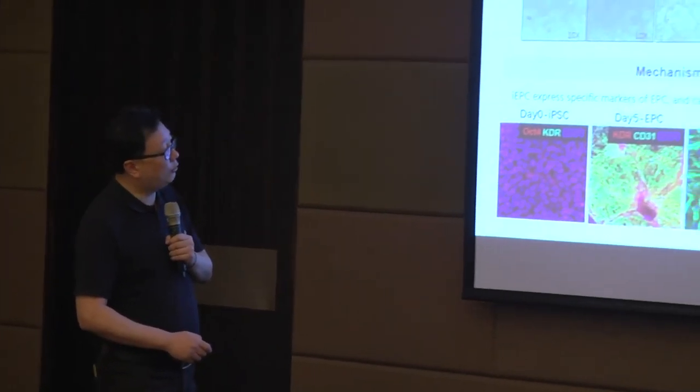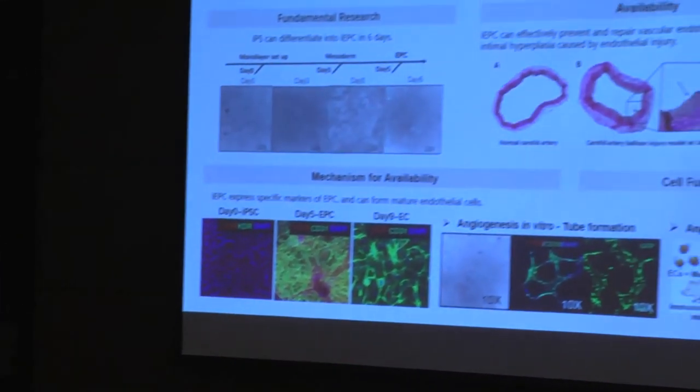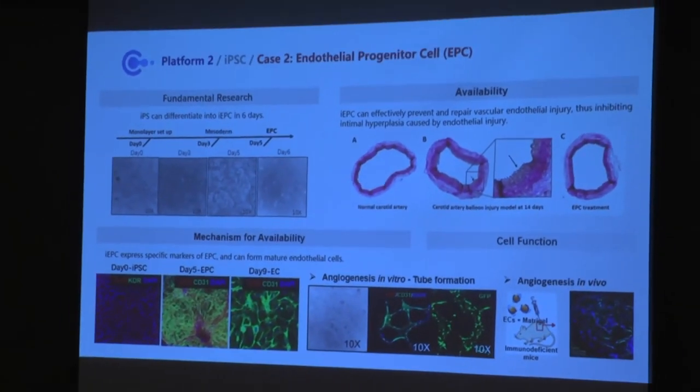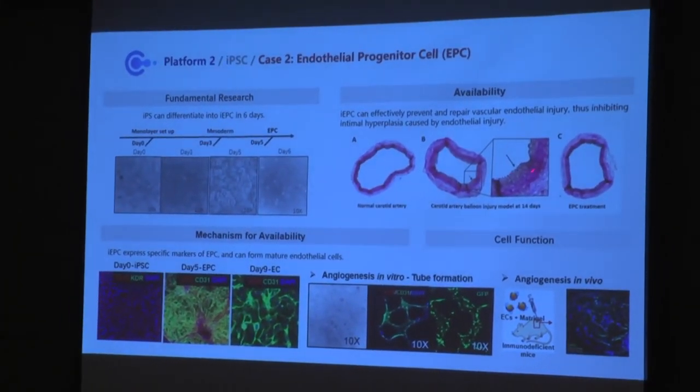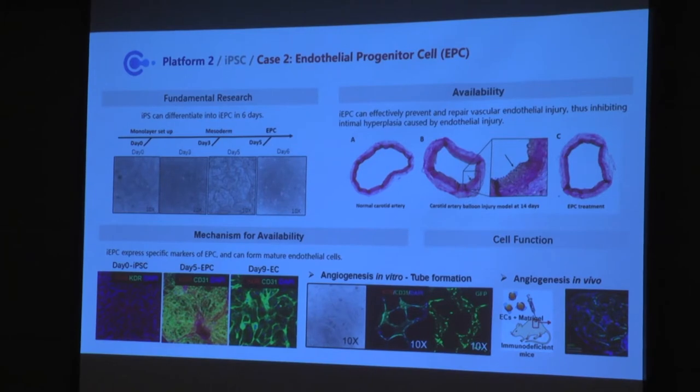And we use the balloon injury, and the endothelium will move and repair it. But otherwise, you have this structure and your macrophage will be here, depositing lipid at this position, which will cause atherosclerosis. And with this lipid falling down, it will cause a stroke.